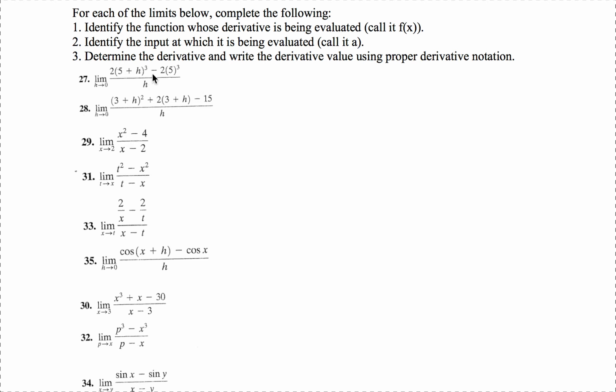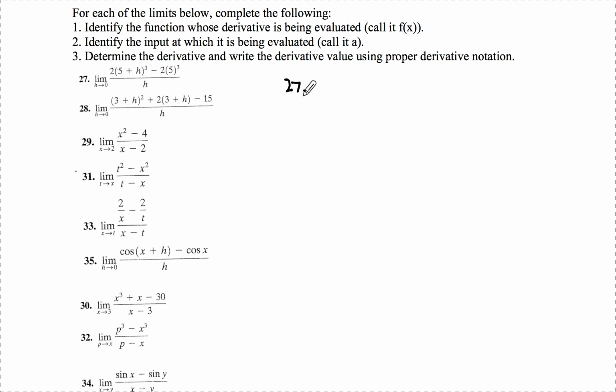These are derivatives, so they represent the derivative of a function at some input value. So this is what I want us to do. I want us to identify the function whose derivative is being evaluated. We'll call it f of x. Identify the input at which it is being evaluated. We'll call it a. And then we'll determine the derivative by bypassing the limit definition. This is what I mean.